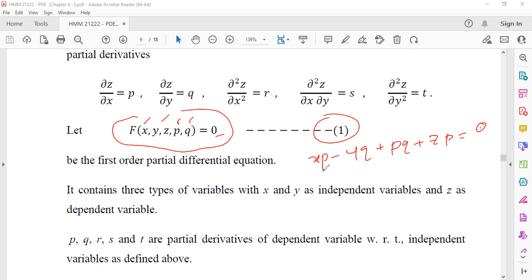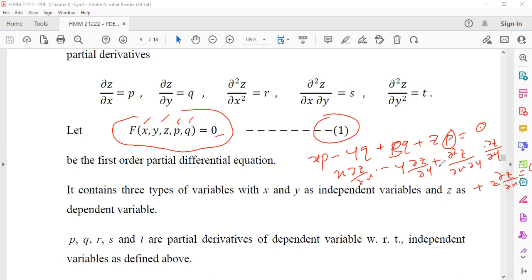It means what? x times ∂z/∂x, one of the partial differential equations, isn't it? So this is minus ∂z/∂y. Let's say this is S. So S means ∂²z/∂x∂y, of q, meaning again ∂z/∂y, plus z means small z. Again z is z into p, ∂z/∂x.